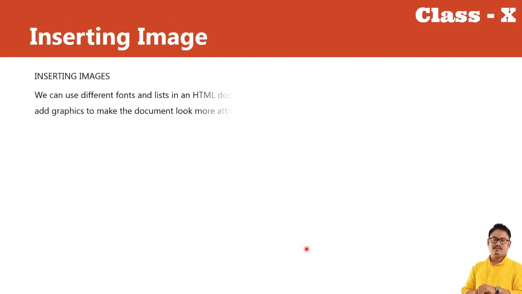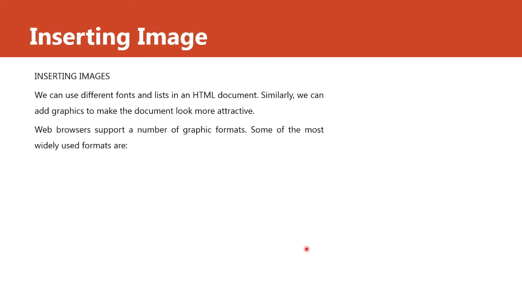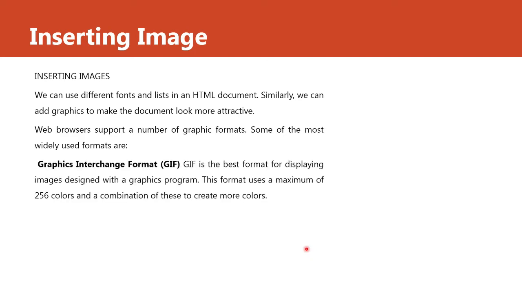Okay, so inserting images. We can use different fonts and lists in an HTML document. Similarly, we can add graphics to make the document look more attractive. So you understood already how you can make it attractive with different fonts and styles, and graphics you can use to make it more attractive. Web browsers support a number of graphics formats, some of the most widely used ones are given here.